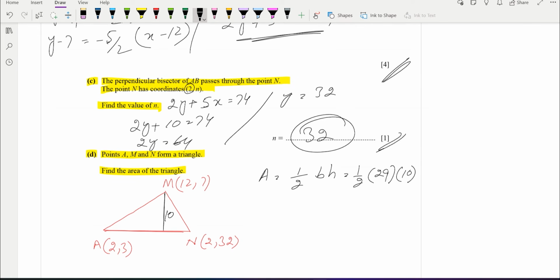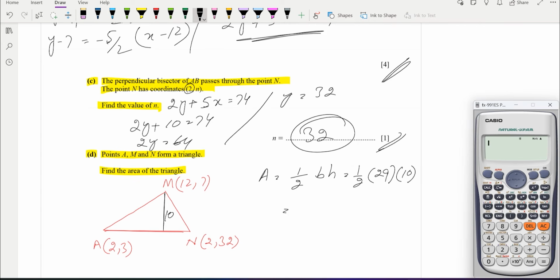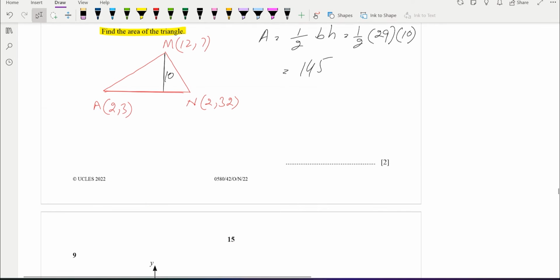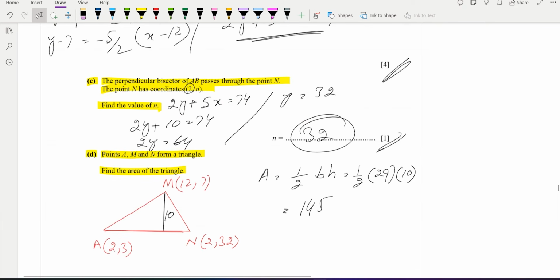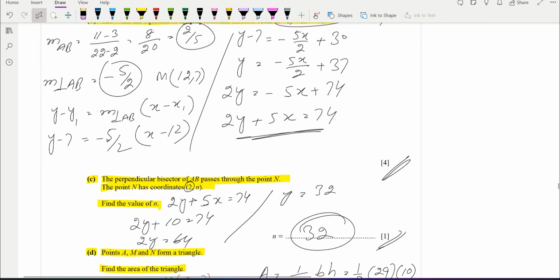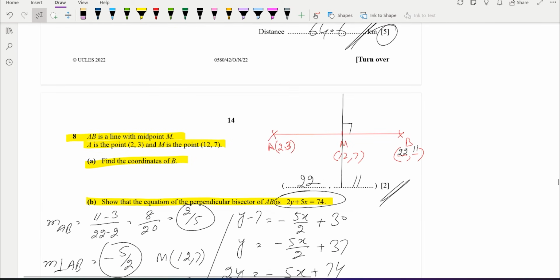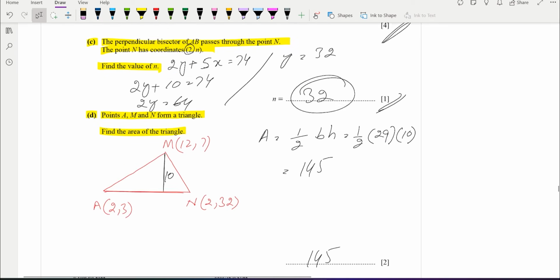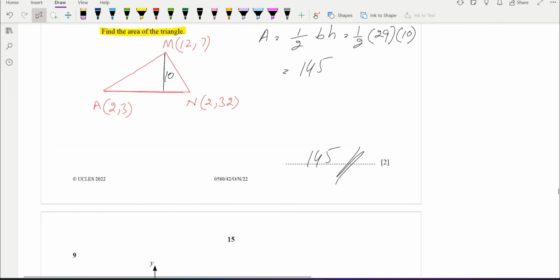So we can calculate this as 1 over 2 multiplied by 29 multiplied by 10, which is equal to 145, and 145 will be the answer over here. All the measurements are in centimeters or whatever units, it's not mentioned, so we can write the answer as 145, and this is for 2 marks. Hopefully you understood this.